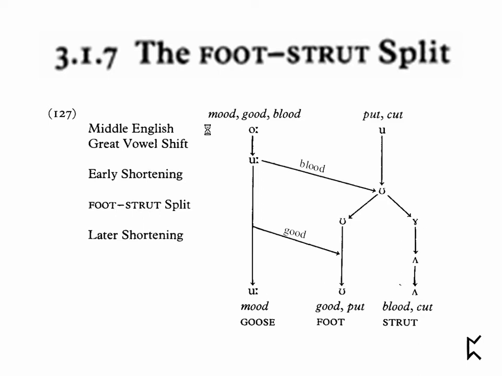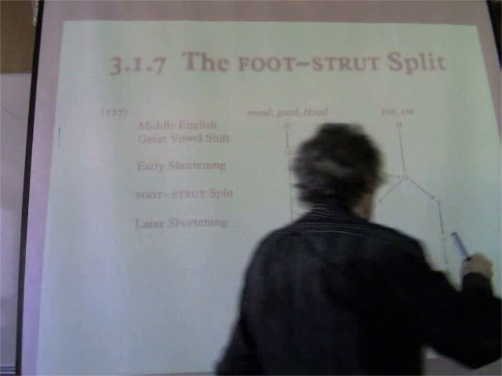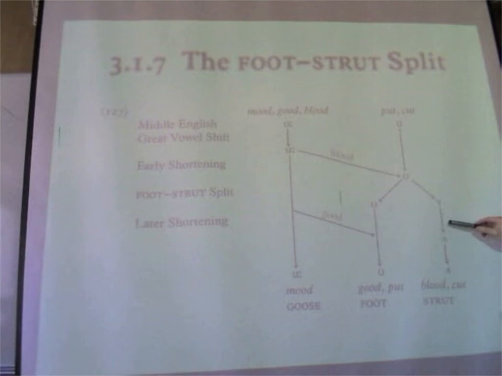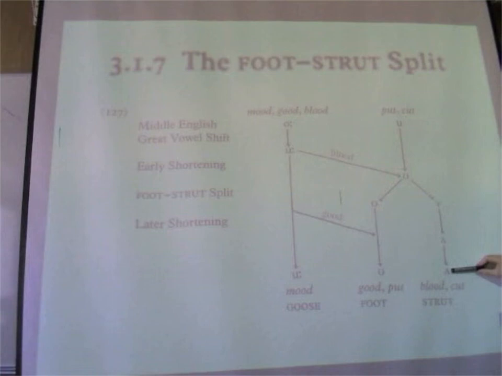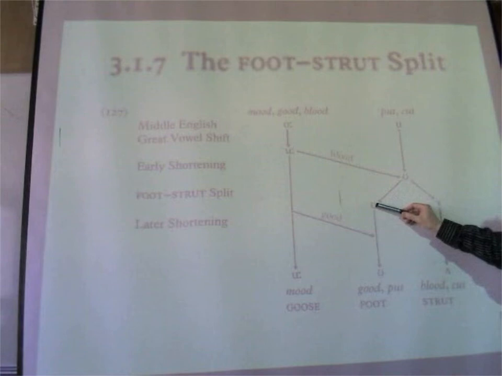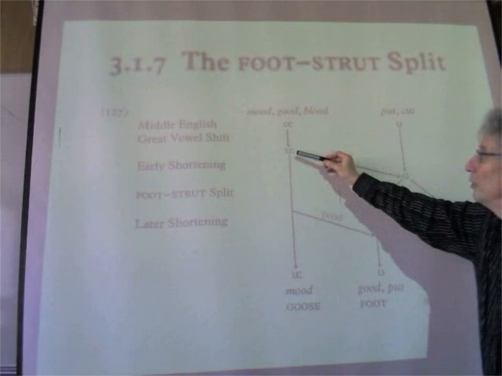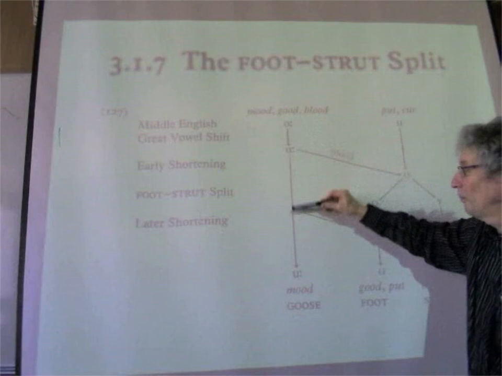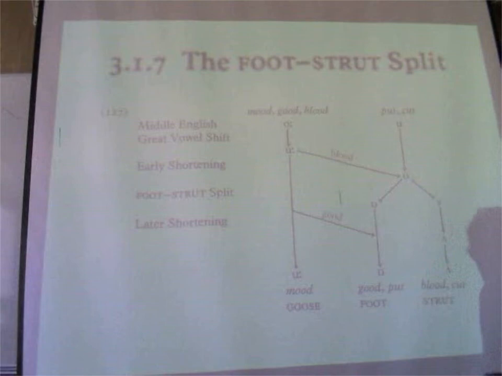But we now use that symbol here to have strut. So what's happened here is that blood and cut have moved down, blood has gone this way and moved down into the present A position, blood and cut. Whereas the others, put and foot, went down this way, good came in later and joined this group, but mood, for some unknown reason, never joined the group and it stays oo. So that's the sort of thing that's happening all the time. That's why we have this very ridiculous spelling.